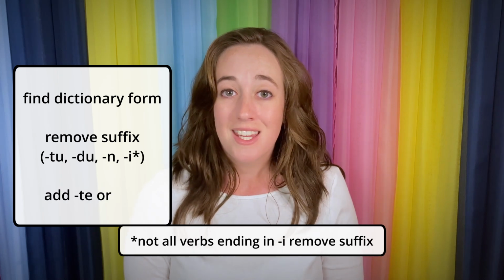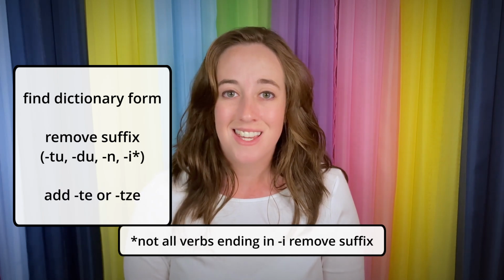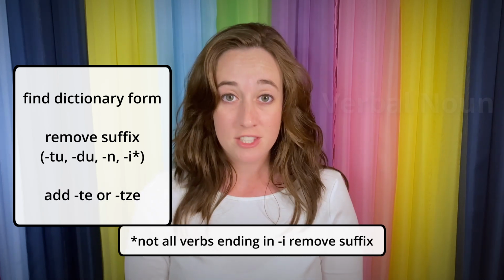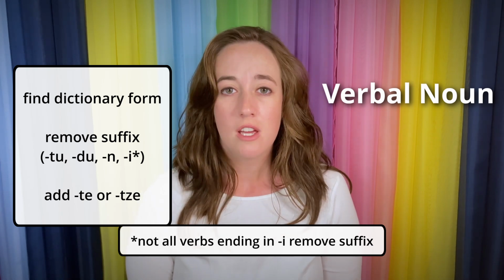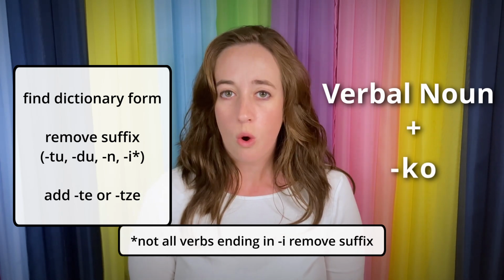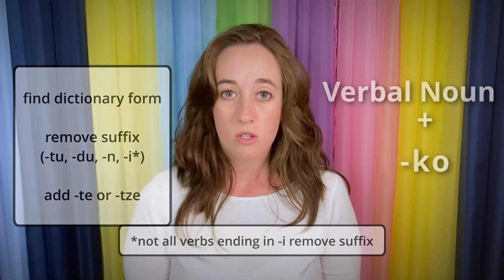To form this, you take the dictionary form of a verb, remove the suffix, and add te or tze at the end. This forms the verbal noun. And then onto the verbal noun, you add another suffix, ko, K-O. So from egin, remove the letter N, add te, then ko, and you get egiteko.